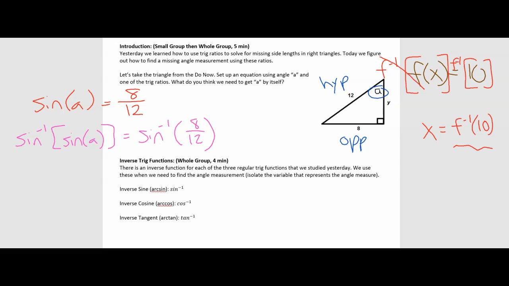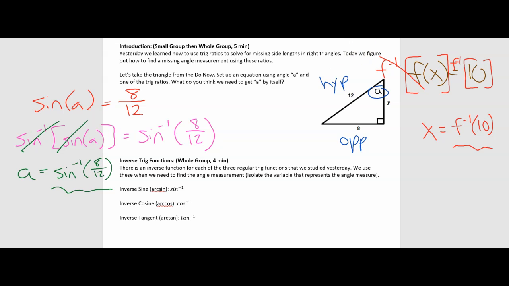So again, you've got to apply it to both sides. Well, the nice thing is that this inverse sine and this sine function, they simplify each other. So I'm just left with a is equal to inverse sine of 8 over 12. And this can be solved or evaluated using a calculator. Okay, let's go ahead and do that.